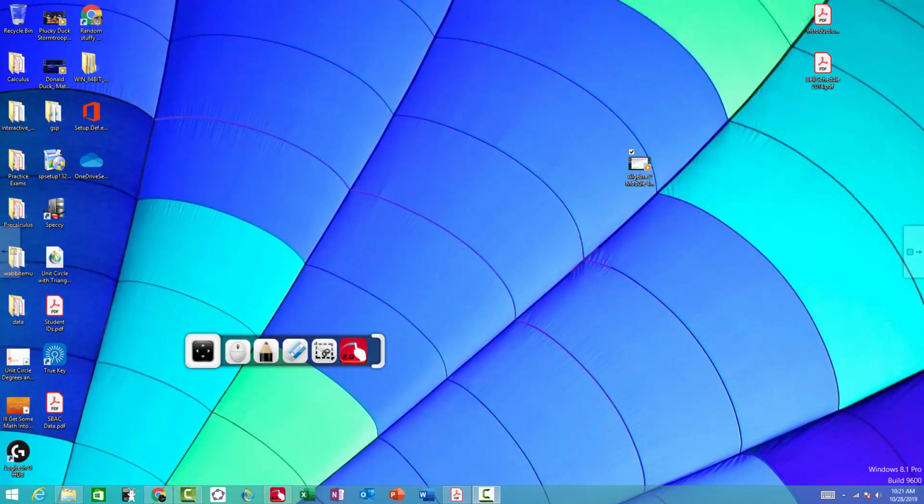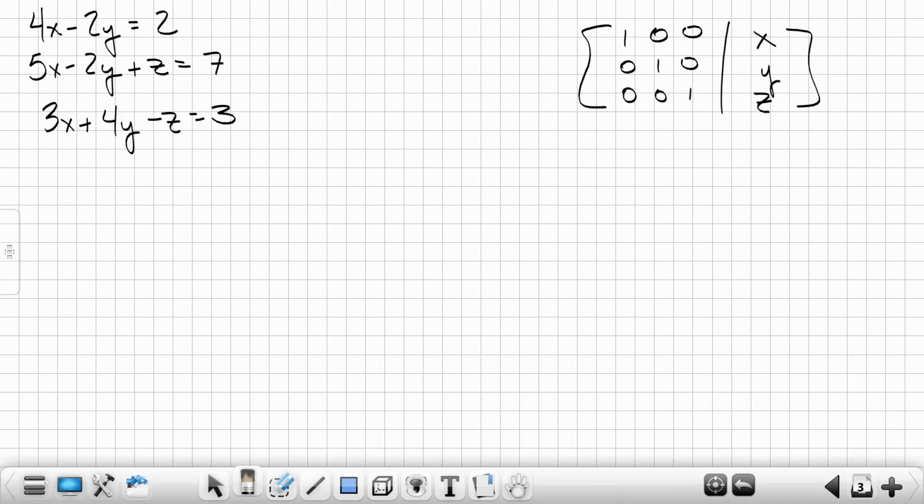Yep. We're going to solve a system of equations by using matrices. So we've got our system of 3 equations. Our goal is to make it look like this.